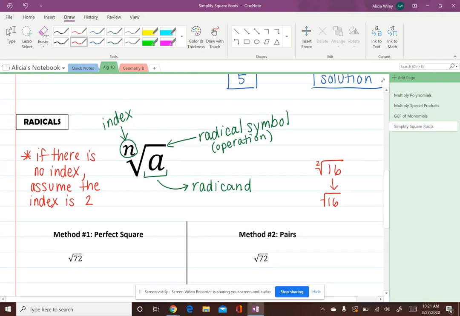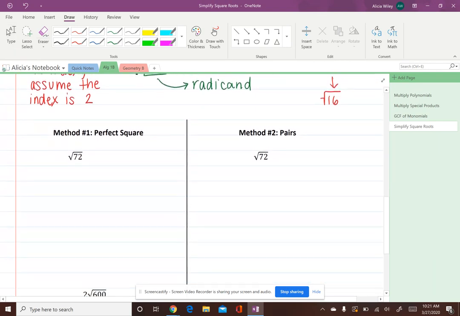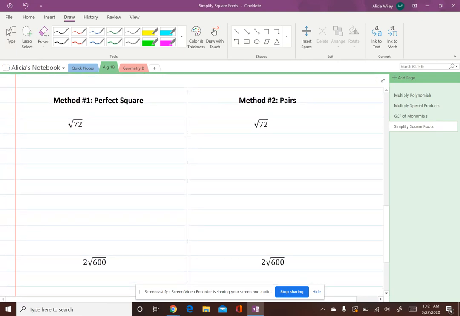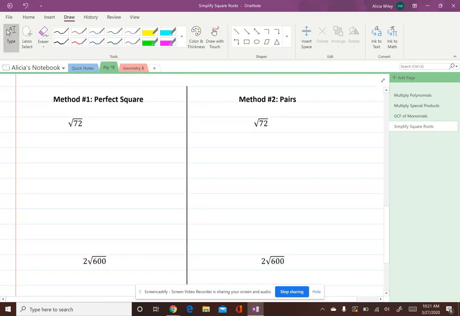Okay, so those are different parts of radicals, and that's what we are talking about today. Now let's look at the two examples that I have down here. In these two examples, you can see that we have two numbers. We have a 72 here, and down here we have a 600. We're going to talk about this one first.